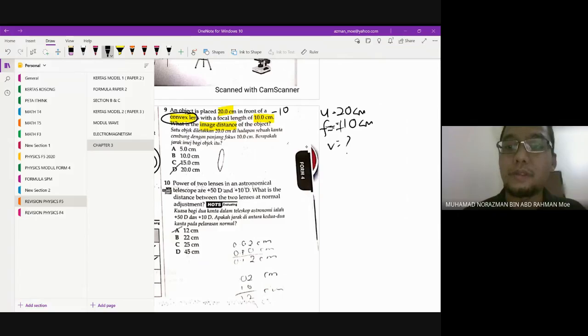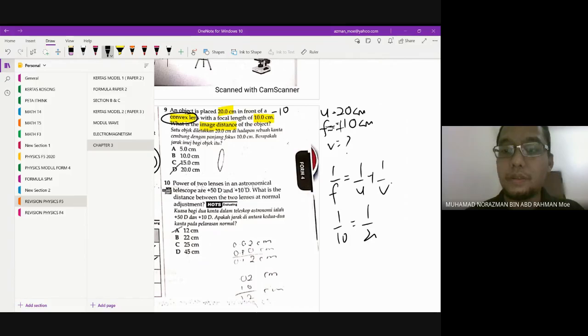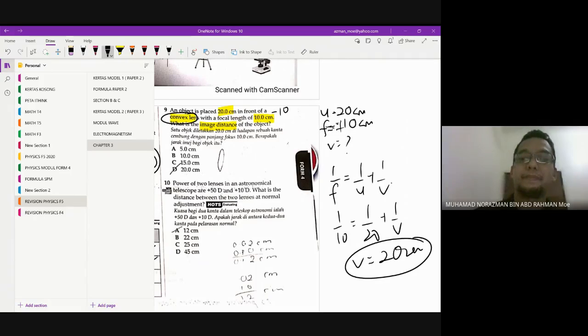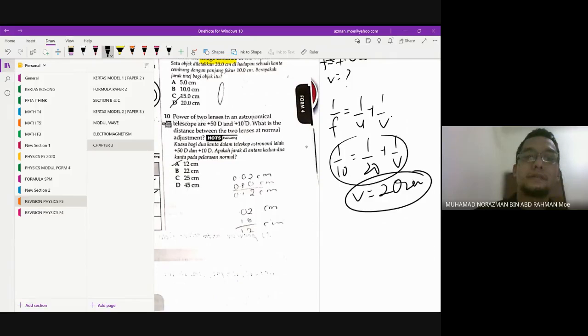Okay, so next we find V. 1 over F equals 1 over U plus 1 over V, so 1 over 10 equals 1 over 20 plus 1 over V. Then find V, we will get 20 cm. Okay, ni guna calculator je lah. So we get 20 cm.